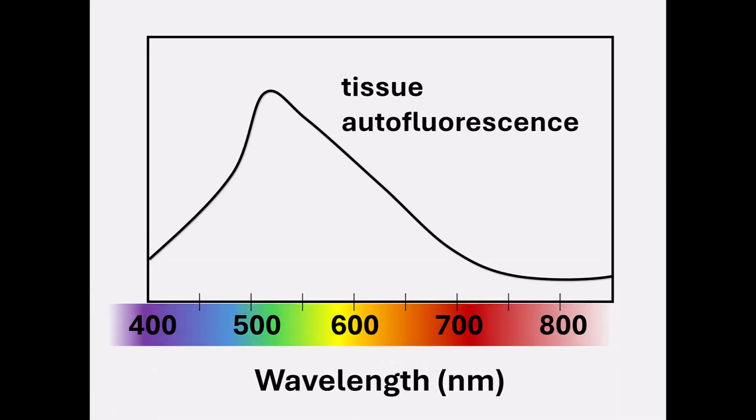Tissue autofluorescence is produced when endogenous fluorophores within the animal are excited. Autofluorescence is highest at wavelengths below 650 nanometers and reduces with increasing wavelengths. Autofluorescence background signal will be lowest in the far red region of the spectrum.